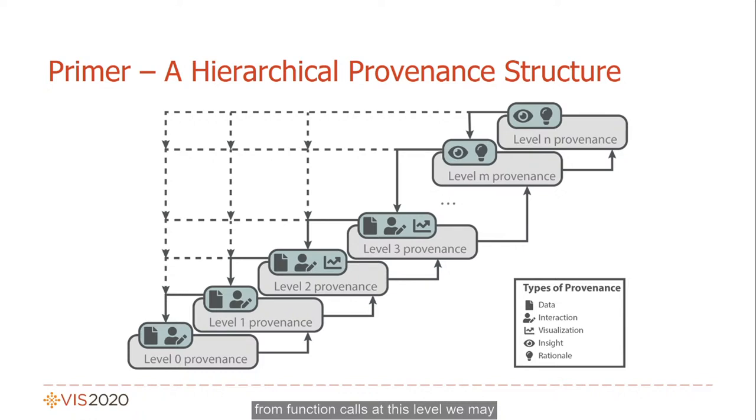At this level, we may infer very basic user tasks, such as drag and drop operations. The next level, level three, groups these basic user tasks into higher order user tasks, such as a series of drag and drop operations, to a higher level of abstraction, such as editing a figure or diagram. The highest level in the provenance abstraction hierarchy, levels M to N, represent the user intent or goals. For example, the user is creating a figure or writing a report.